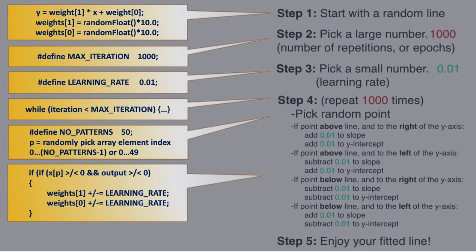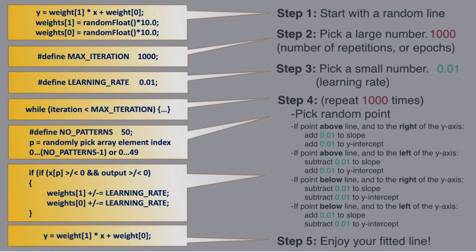The second factor is the sign of the x-coordinate of the point. When xp is greater than 0, the point is to the right of the y-axis. When xp is less than 0, the point is to the left of the y-axis. We use both factors to determine whether to increment or decrement our coefficients of the linear function.